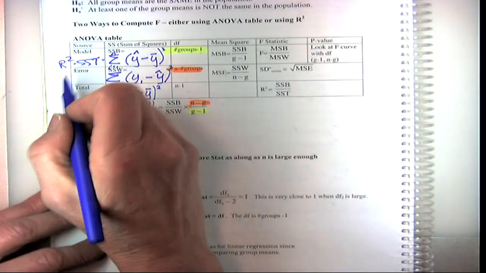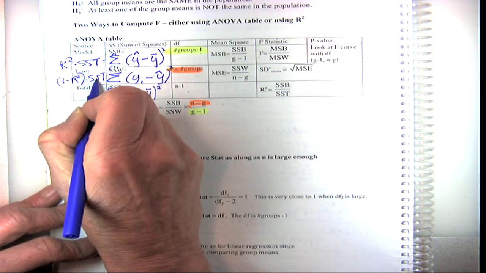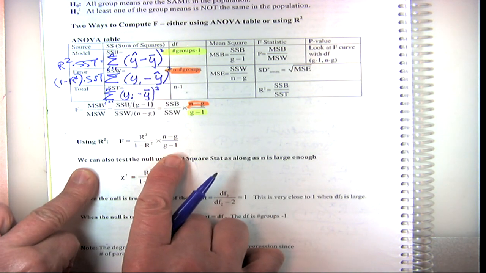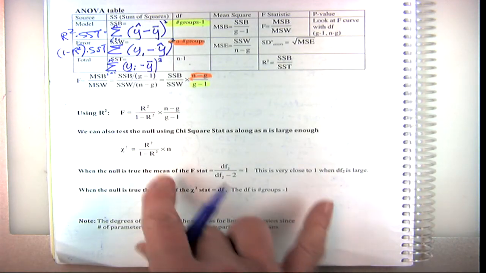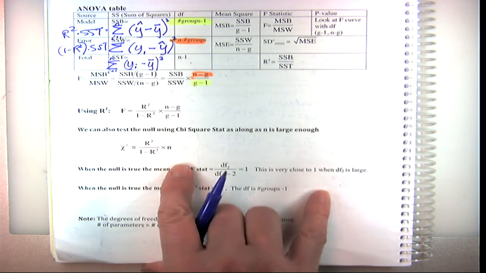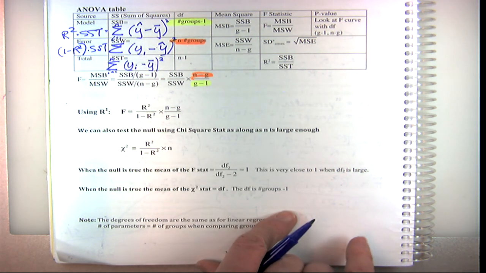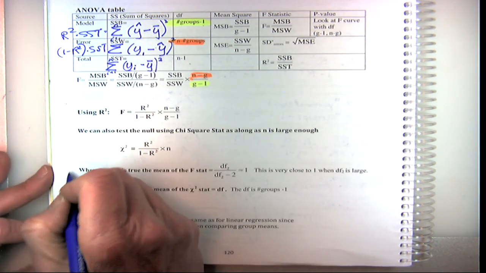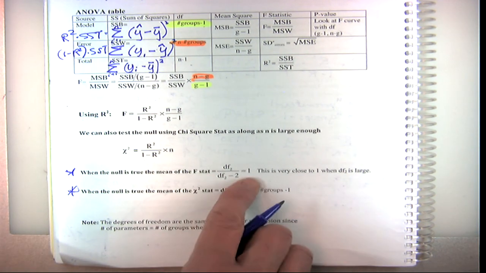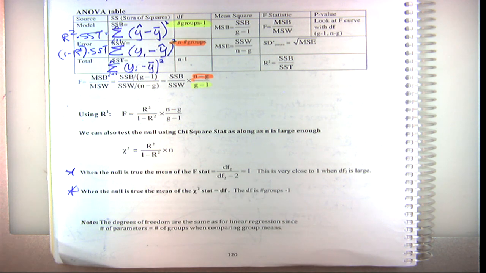So this, of course, is 1 minus r squared. So this is, if you're given r squared, then this is the super easy way to do it. All right? And if you're given r squared, then the chi-squared, super easy. So when the null is true, the f-stat is about 1. If you want to get really careful about it, it wouldn't be exactly 1.